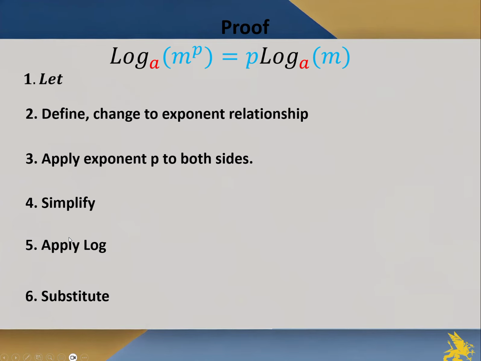So let's prove this. So again, I'm just going to say log base a m is x. I'm going to define and change to an exponent relationship. So I've got a to the power of x equals m. If I apply the exponent p to both sides, so I'm doing something identical, we can simplify our exponent to be xp.